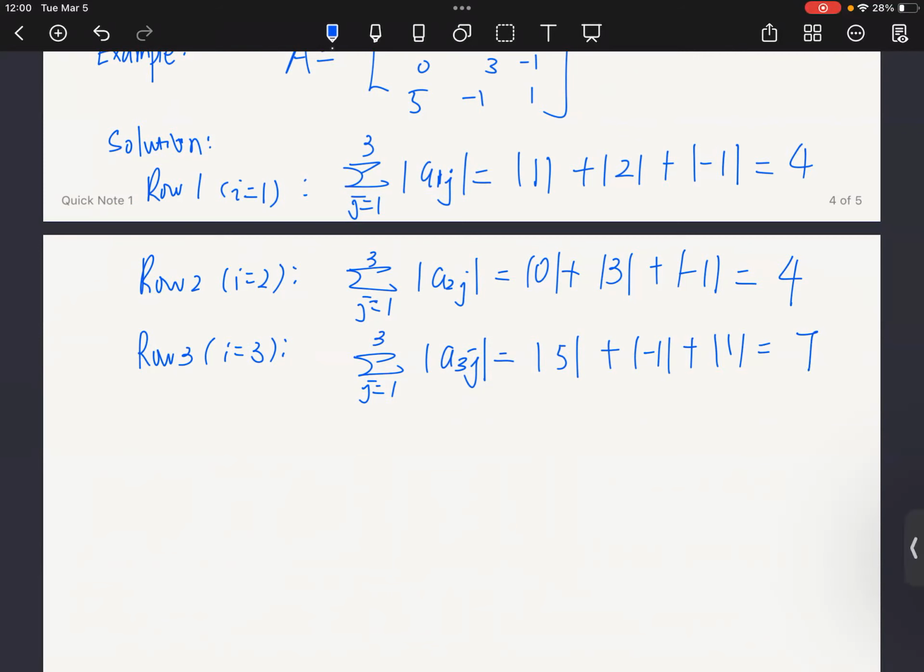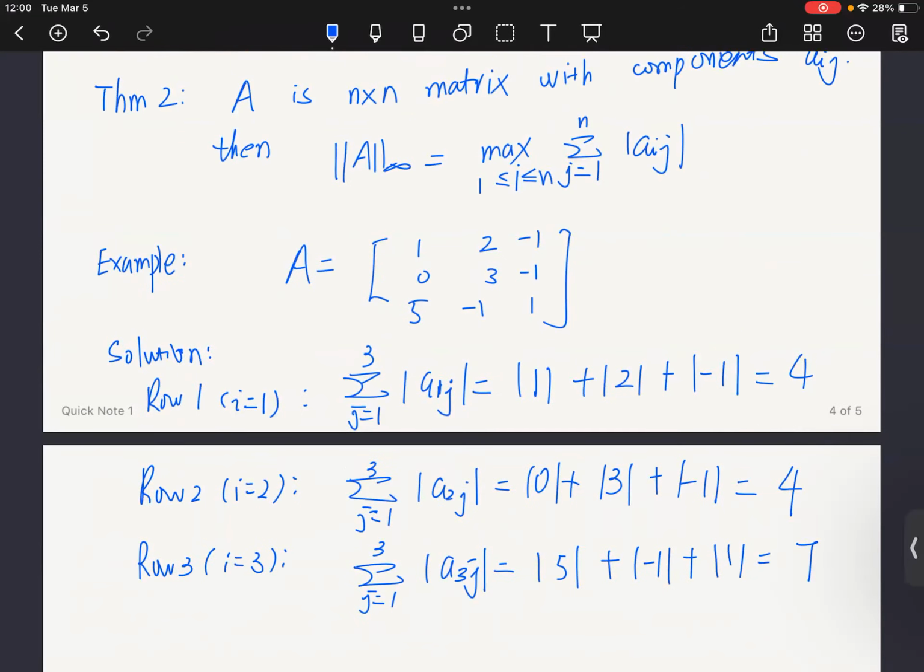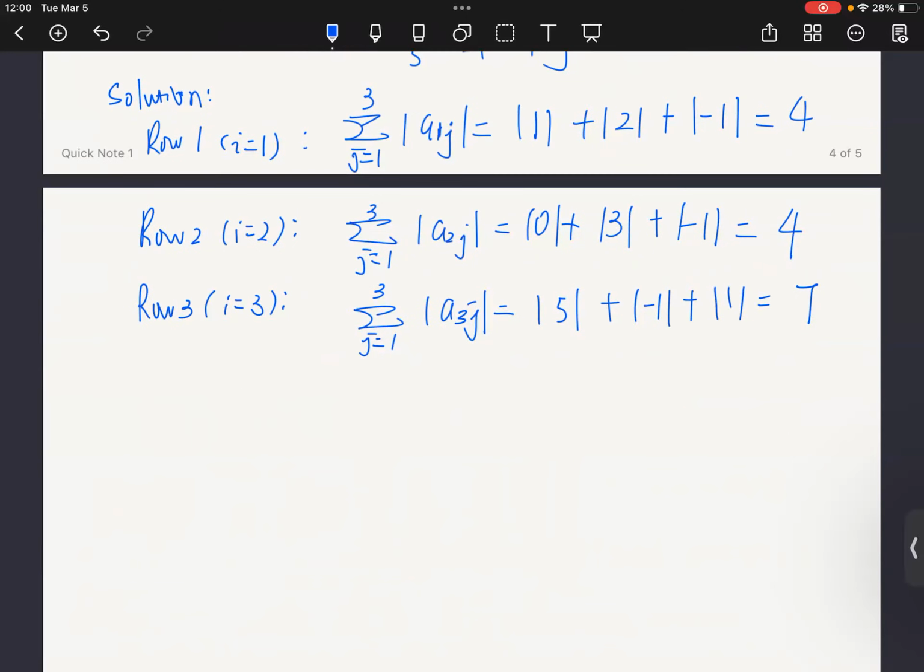And now we are going to use that theorem we just mentioned, theorem 2. So the A infinity norm should be taking the maximum among all these row results here. So from theorem 2, we know that the A infinity norm should be the maximum among all these results, which is 4, 4, 7. The results we have on the right-hand side, and then the maximum, the infinity norm, is just 7. Any questions on how to calculate this infinity norm?